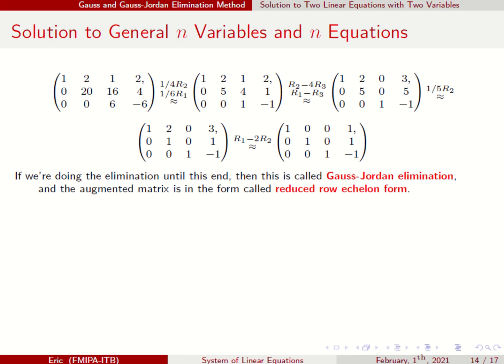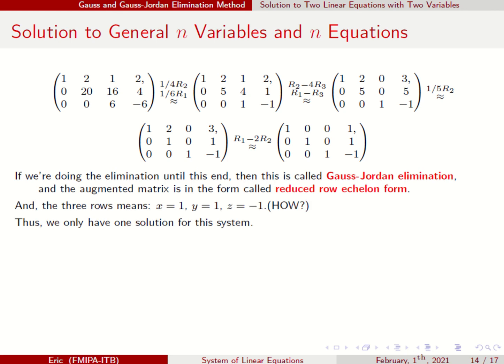If you have this kind of form, we usually call this form reduced row echelon form. Row echelon form is something like the upper triangular matrix, but reduced row echelon form is something like the identity matrix. You will find another example later.